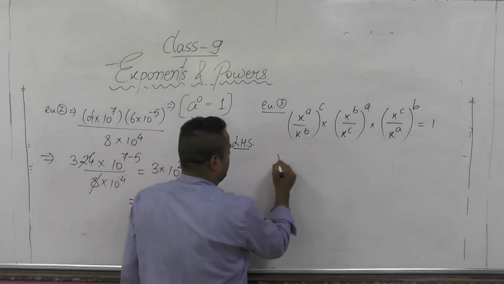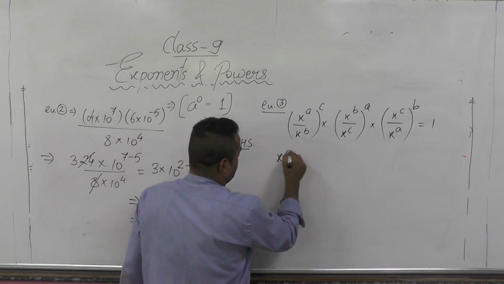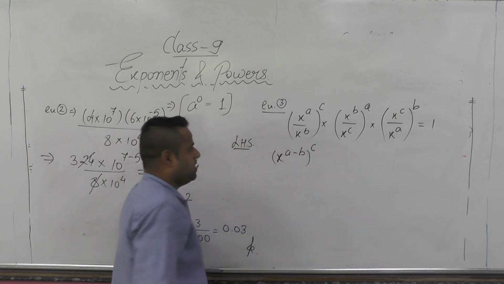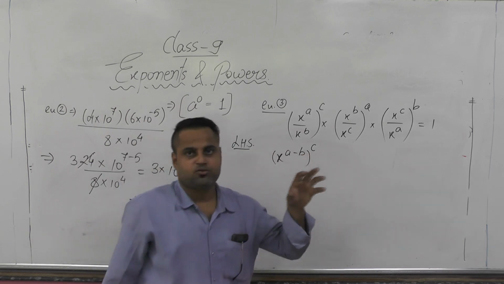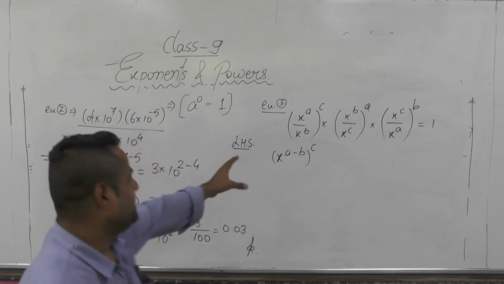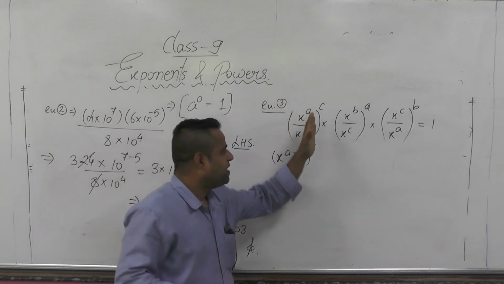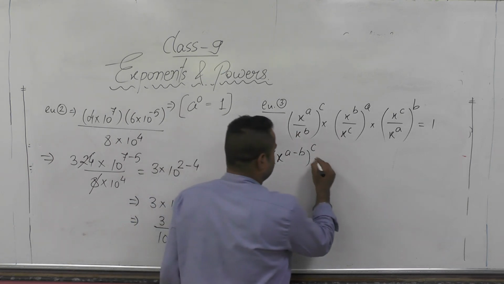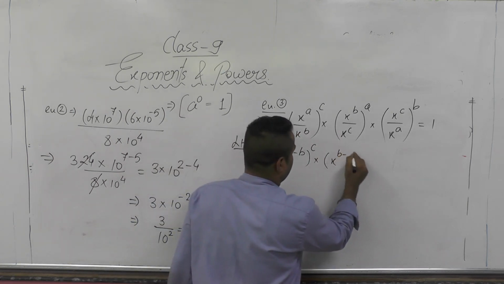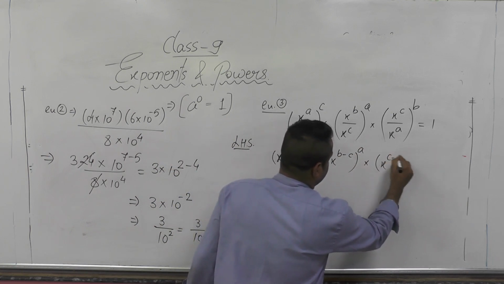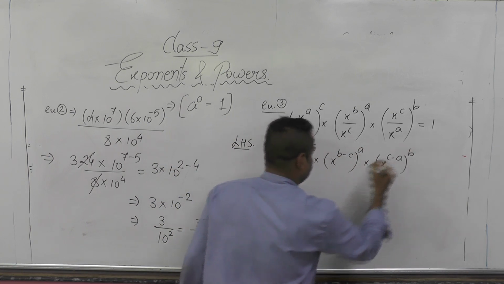Now it will become x to the power a minus b having whole power c. First of all, we need to solve what is within the bracket. So we subtracted the lower power from the upper power because of the second rule. Here also we can do the same thing: x to the power b minus c having whole power a. Here also x to the power c minus a whole power b.